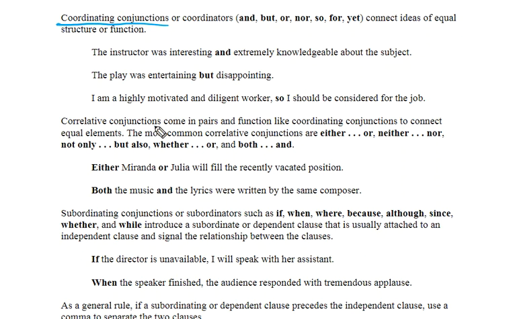As for correlative conjunctions, they come in pairs and function like coordinating conjunctions to connect equal elements. The most common correlative conjunctions are either/or, neither/nor, not only/but also, whether/or, both/and. Either Miranda or Julia will fill the recently vacated position. That's in a simple sentence. Both the music and the lyrics were written by the same composer. Again, a simple sentence, not compound.